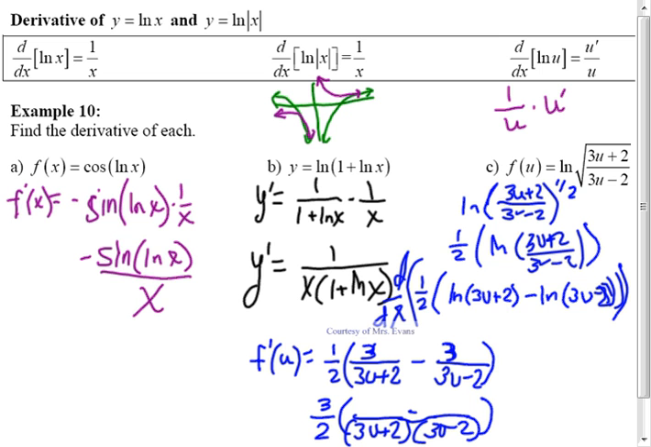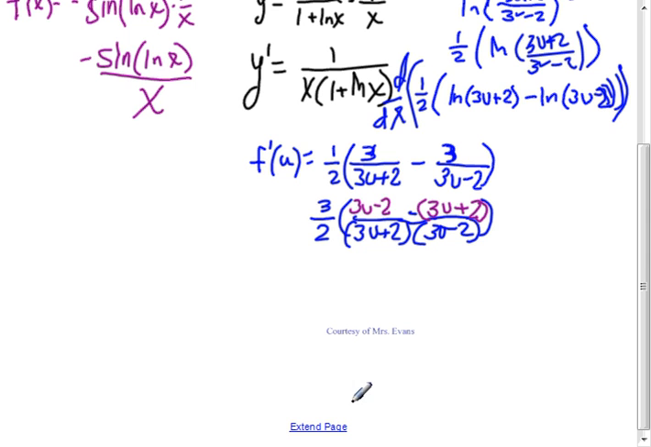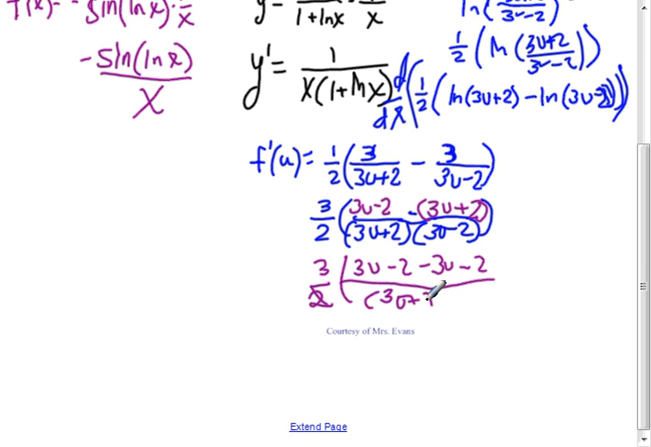So on the left, I'm going to have 3u minus 2. That's what I would have to multiply this first function by. Minus 3u plus 2 over here. Okay, don't forget to distribute that negative. So then I'm going to have 3/2 times, that's half, okay, 3/2 times 3u minus 2 minus 3u minus 2 all over 3u plus 2 and 3u minus 2.